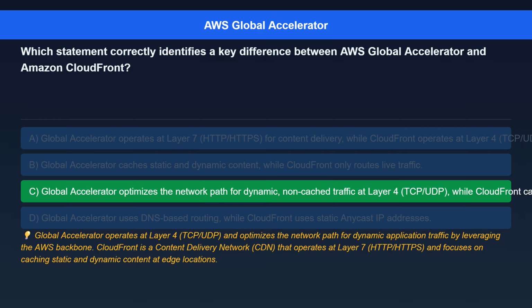The correct answer is Global Accelerator optimizes the network path for dynamic non-cache traffic at Layer 4 TCP/UDP, while CloudFront caches content at Layer 7 HTTP/HTTPS. Here's the explanation. Global Accelerator operates at Layer 4 TCP/UDP and optimizes the network path for dynamic application traffic by leveraging the AWS backbone. CloudFront is a content delivery network, CDN, that operates at Layer 7 HTTP/HTTPS and focuses on caching static and dynamic content at edge locations.